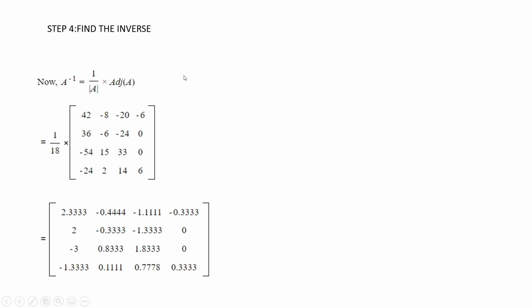Next, we will find the inverse. To find the inverse, you will need to use this formula, which is A inverse equal to 1 over determinant A that we found in the first step and adjoint A, which we found after the transpose. So we will start substituting the values in this formula and we got the inverse, which is this.